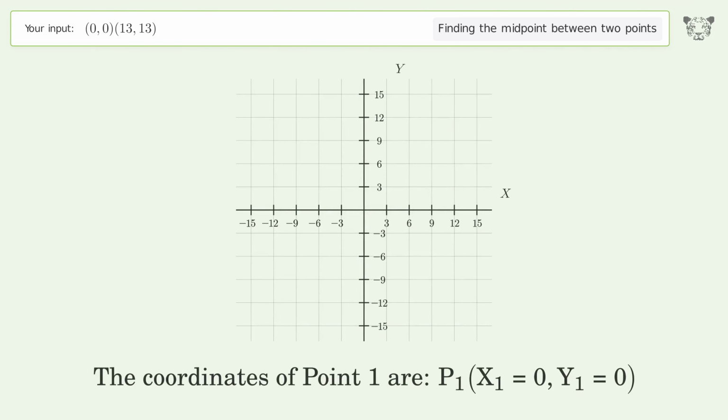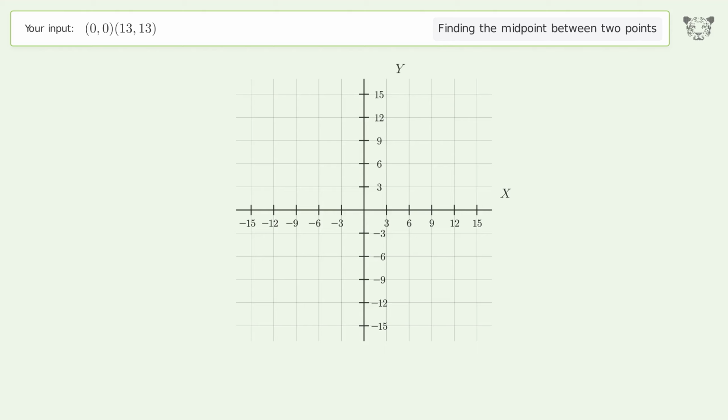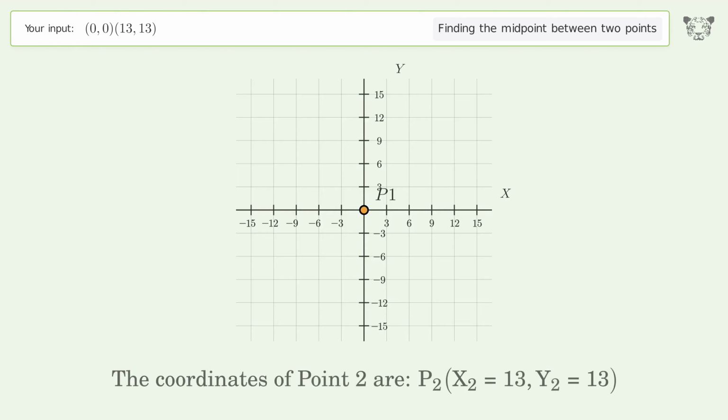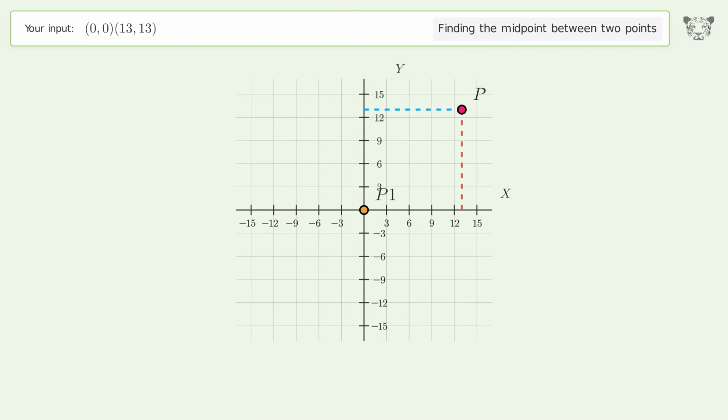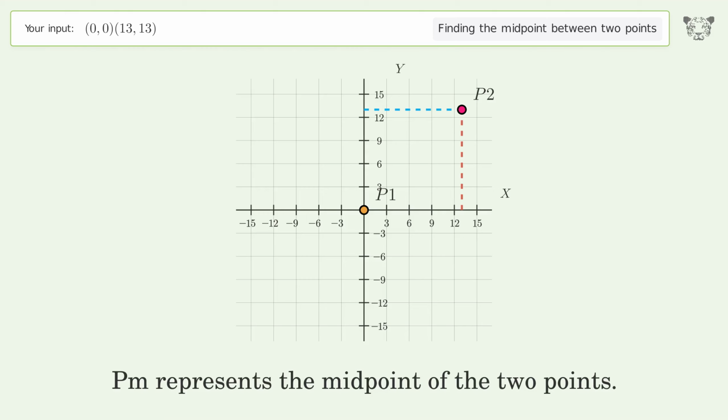The coordinates of point 1 are x1 equals 0, y1 equals 0. The coordinates of point 2 are x2 equals 13, y2 equals 13. PM represents the midpoint of the 2 points.